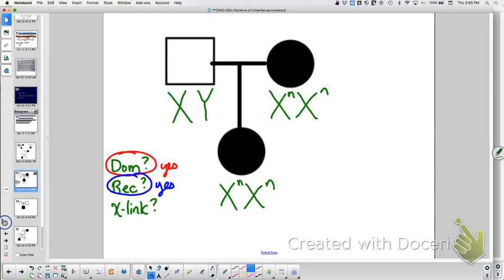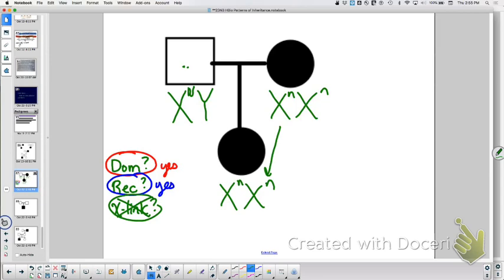Now, they could get one of these bad X's from mom, but the other one has to come from dad. Does dad have the disease? He has to be then big N. So, would it work for an X-linked disease, this one? No, it does not. Does not work for X-linked.